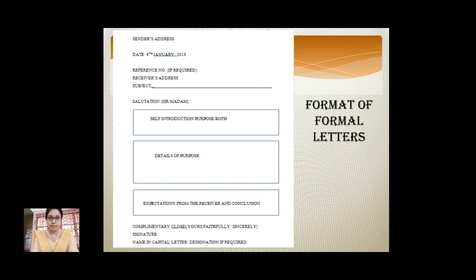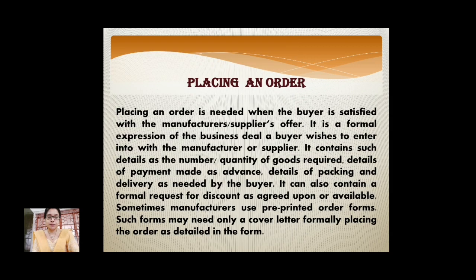Then after the three paragraphs you have to give a complimentary clause, that is yours faithfully, yours sincerely, yours truly. Then you will give your signature on the next line and then your name in capital letter and in bracket the designation if required. Now see, as you can see, all the address and the complimentary clause, signature, everything is having a left side alignment to your paper. Always write everything according to the way it is shown on screen. Left side alignment is very important.